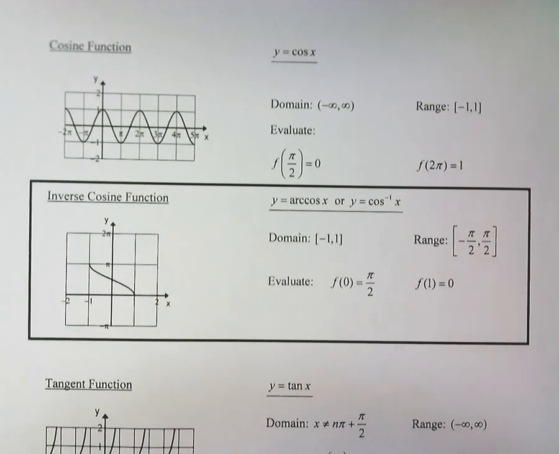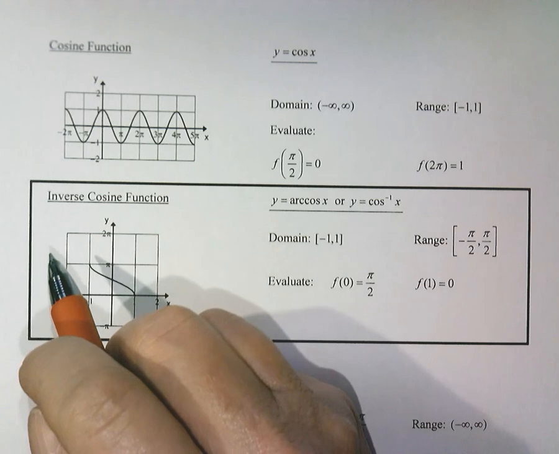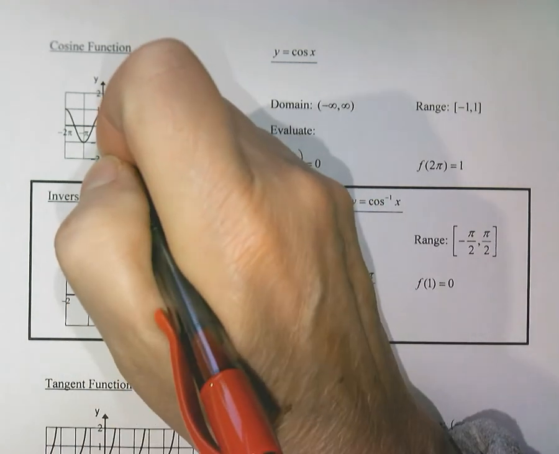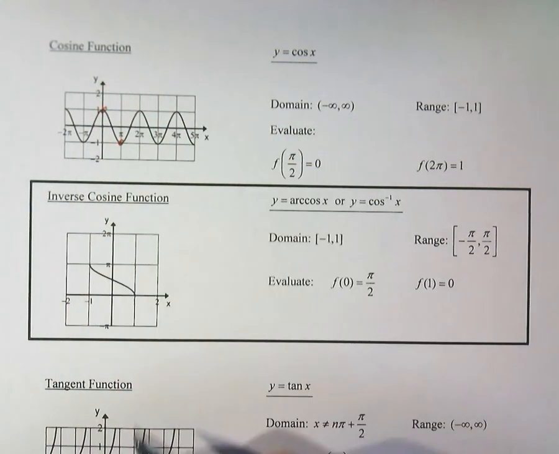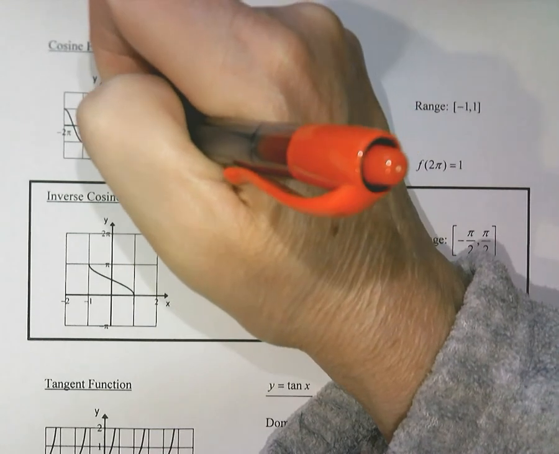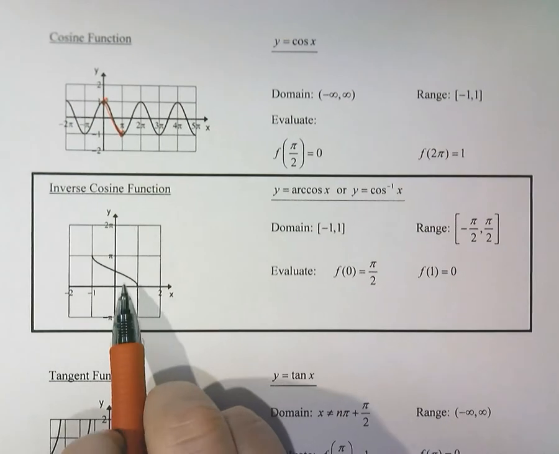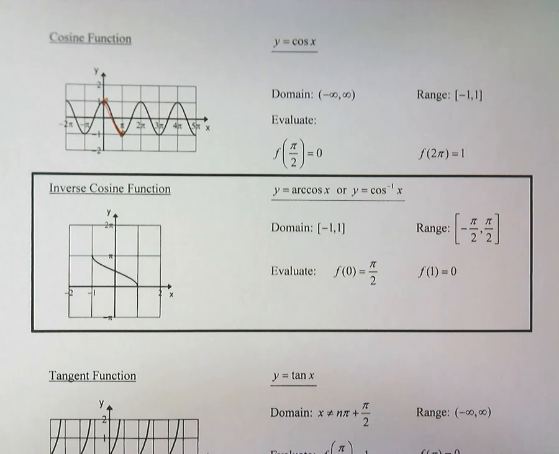But in looking at this cosine function, it does not pass the horizontal line test. So I have to decide which part of the graph I'm going to look at. Universally, everywhere, we look at the values from 0 to pi. This is the portion here that's graphed here.